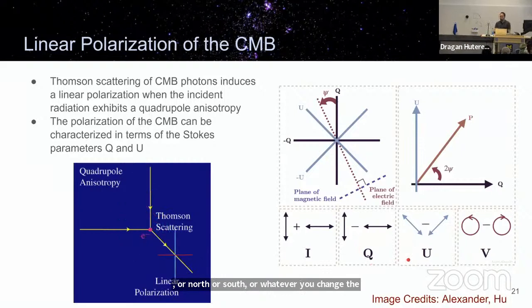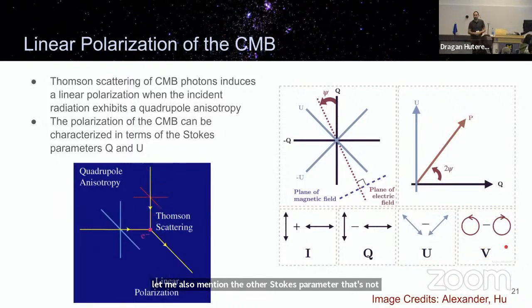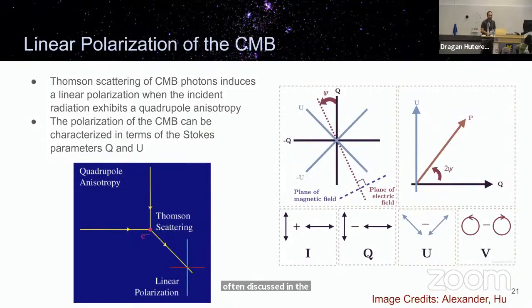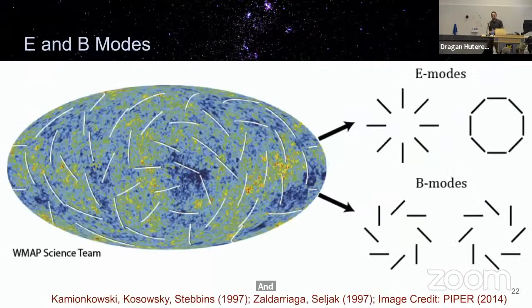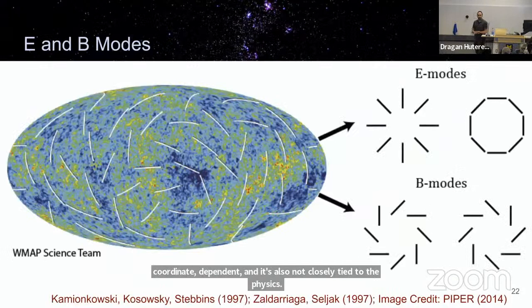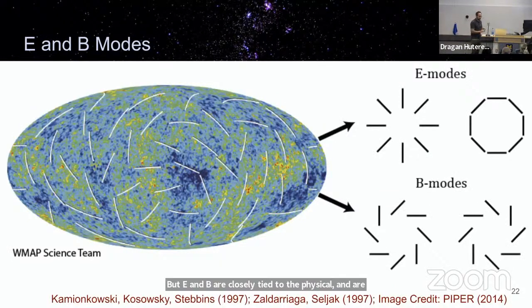And so it's convenient to use a different definition that I'll come to in just a second. Let me also mention the other Stokes parameter that's not often discussed in the context of the CMB because it's not produced by standard physics, and that's the circular polarization, the Stokes V parameter. All right. So we're going to focus on Q and U, the linear polarization. But as I said, this is coordinate dependent, and it's also not closely tied to the physics. But E and B are closely tied to the physics and are independent of your choice of coordinates.